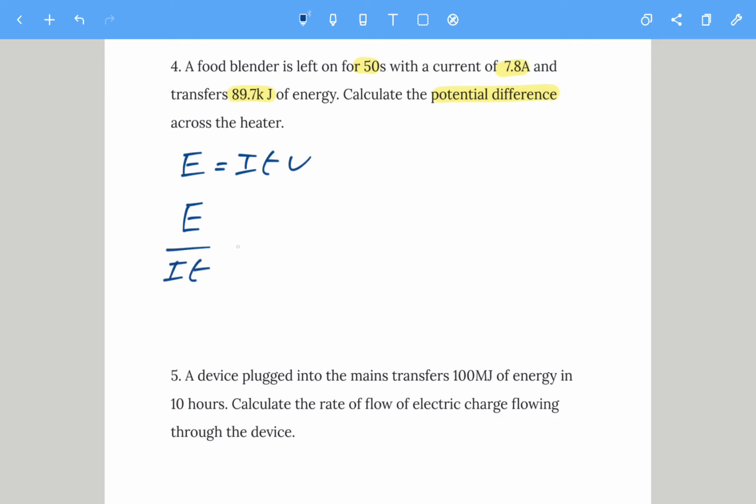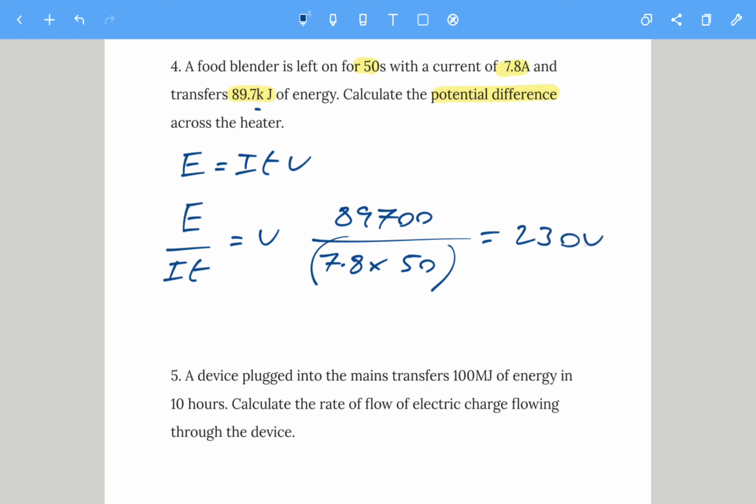So let's put some numbers in. So energy is 89.7. So you need to multiply that by 1,000 because kilo means 1,000. Which is 89,700, divided by IT. So current is 7.8 times time, 50 seconds. And if you calculate that, that gives you a voltage of 230 volts. And that should be ringing a bell, that number. If not, it might do shortly. All right, let's look at number 5 then.